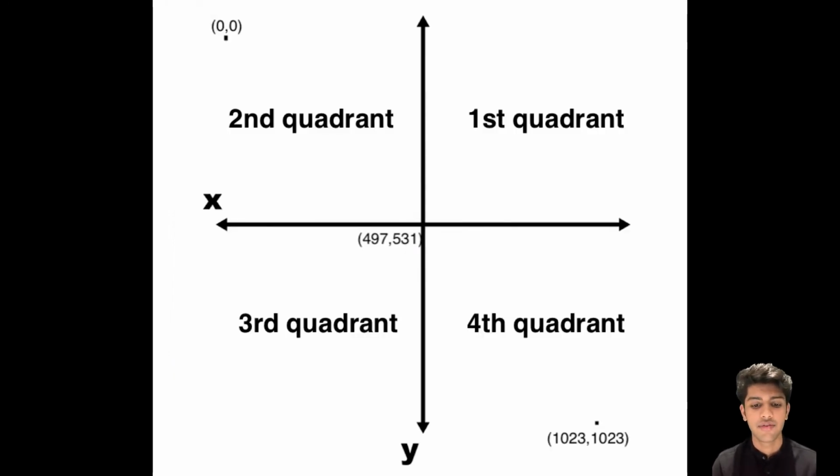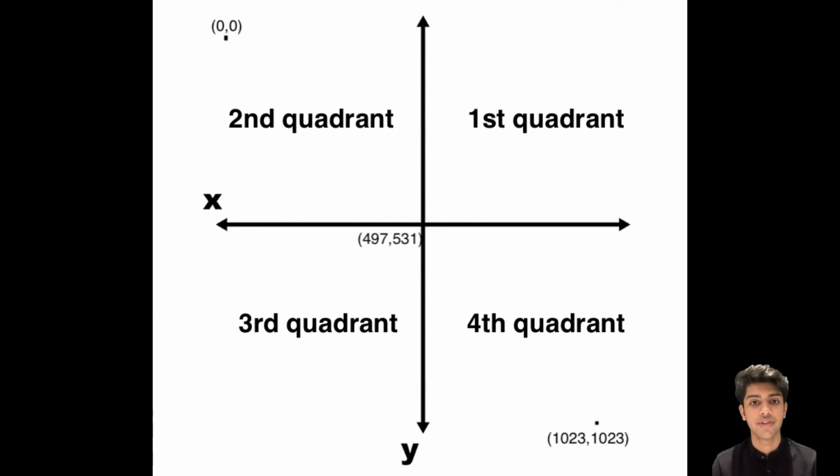Over here I have a graph which shows that 497, 531 is the origin of this joystick. As you can see, for our first quadrant we have x values between 497 and 1023 and y values between 0 and 531. Moreover, in our second quadrant we have x values between 0 and 497 and y values between 0 and 531. In our third quadrant we have x values between 0 and 497 and y values between 531 and 1023. In our fourth and last quadrant we have x values between 497 and 1023 and y values between 531 and 1023.